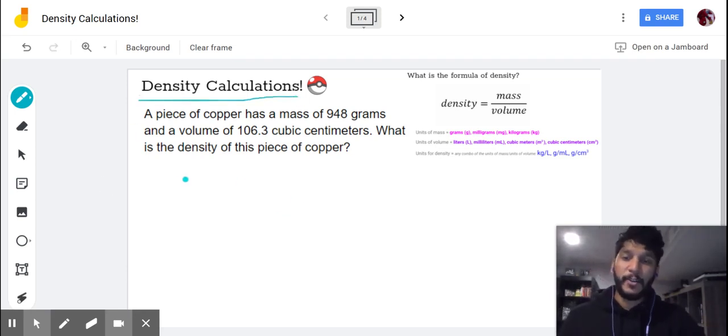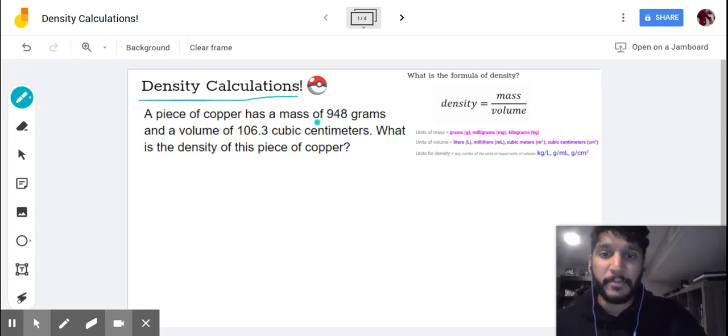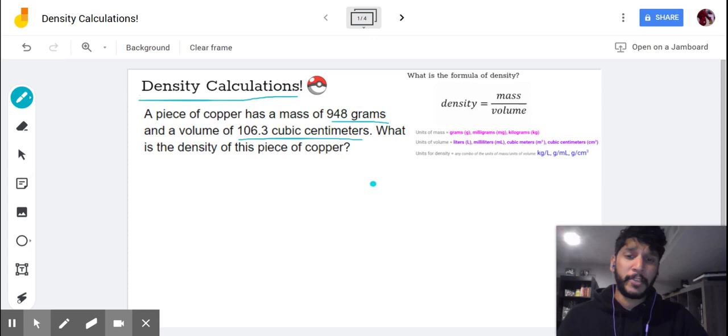So let's take a look. We have a problem over here. A piece of copper has a mass of 948 grams and a volume of 106.3 cubic centimeters. What is the density of this piece of copper? All right, so right away, I underlined what I had, and then I boxed what I'm looking for. So I'm looking for density.